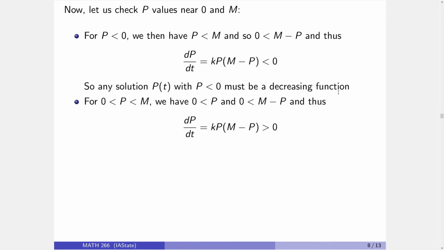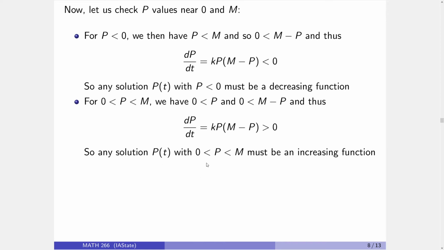Similarly, we can continue this analysis by looking at a p that lives between 0 and m. Here p is positive, and this means that m minus p is positive. So we got positive, positive, positive, all things positive. So any solution whose outputs landed between no population and the carrying capacity must be an increasing function. So if our p naught was positive, then our solution lives here, and it's increasing, meaning that my function must be headed towards m.